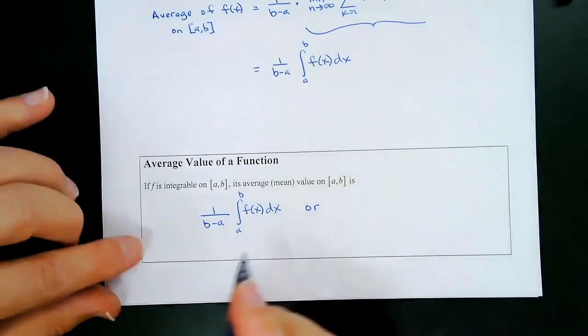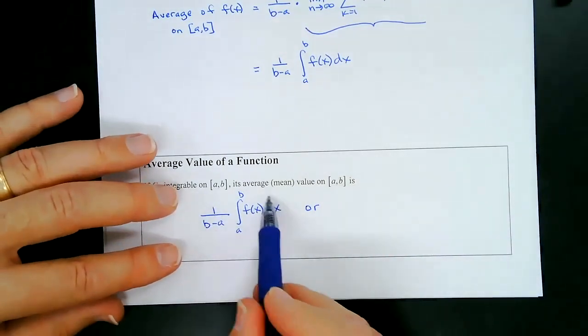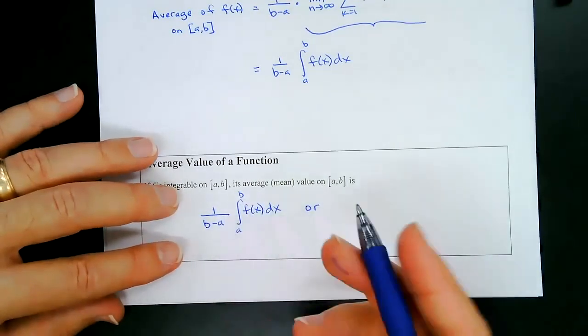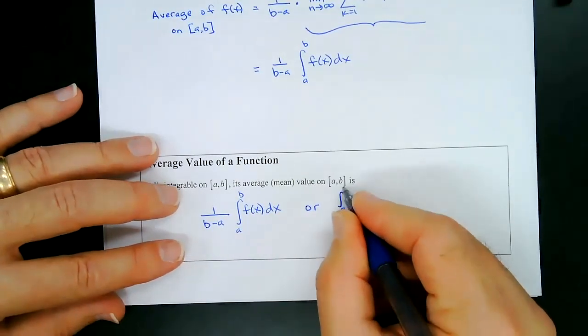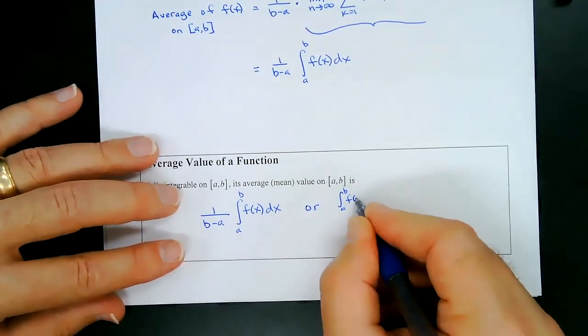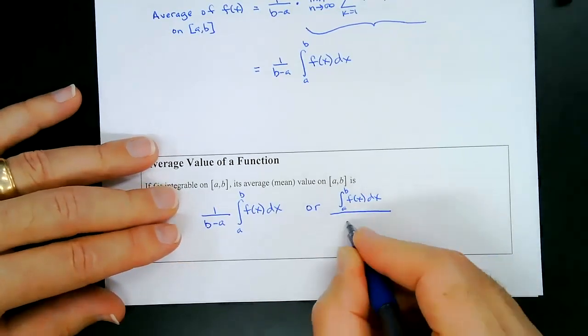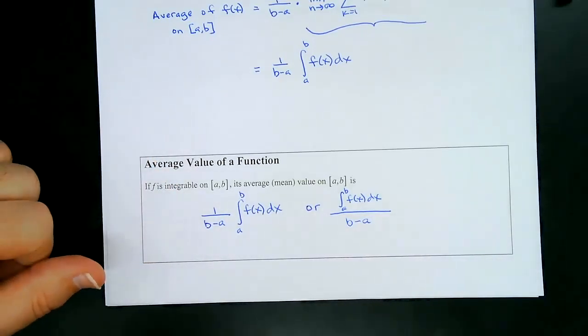It's not wrong. If you're multiplying 1 over something times something, this is a fraction, this can actually be 1 times this over b minus a. And that's just another way some people write it. They write it as the integral from a to b of f of x dx, and we take that integral and divide that by b minus a. So it's just an alternative way of doing it.